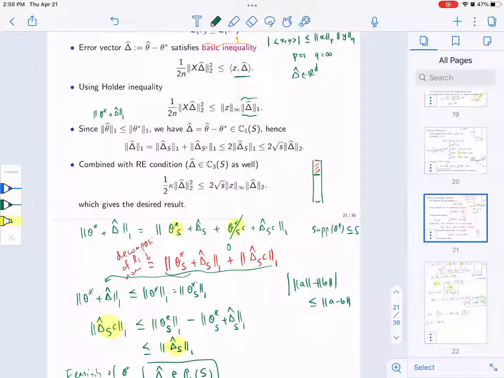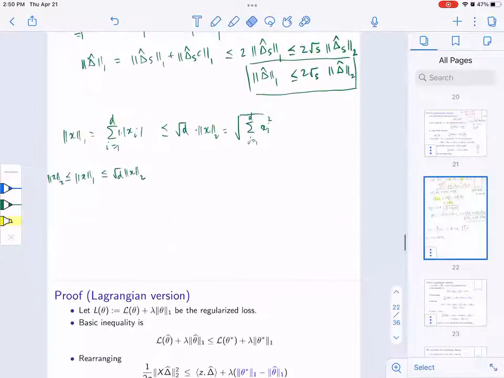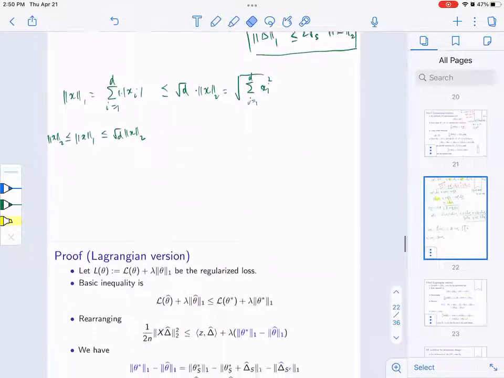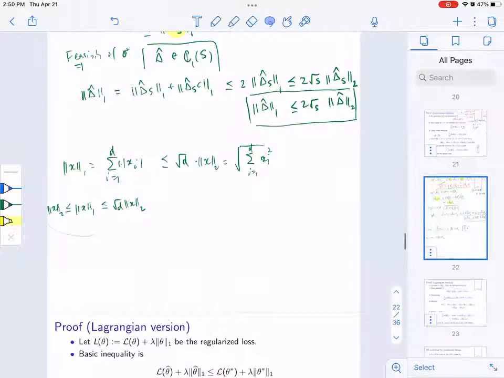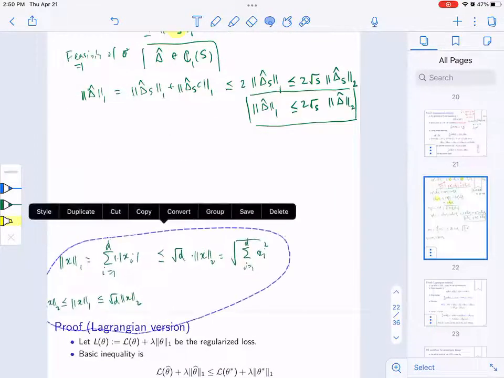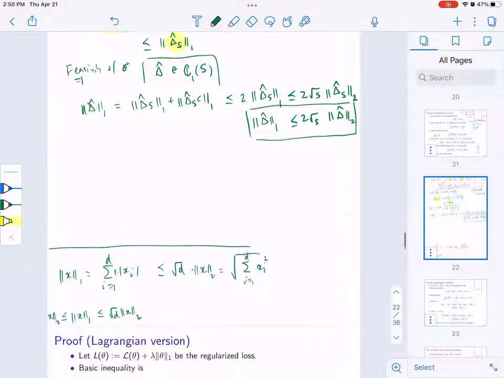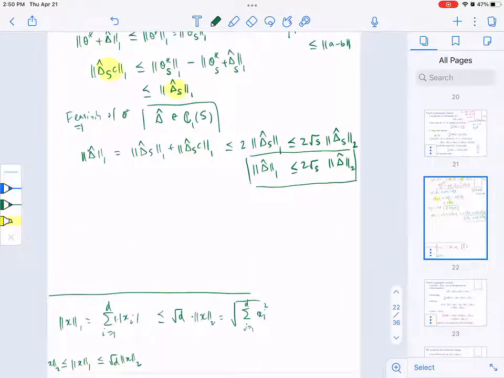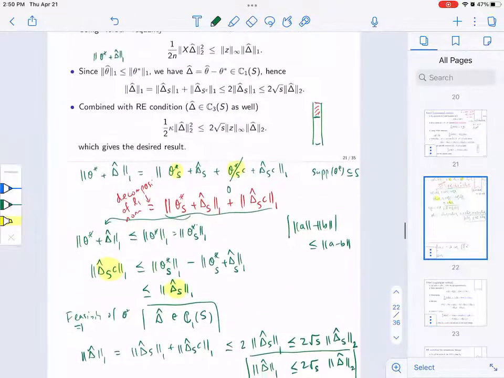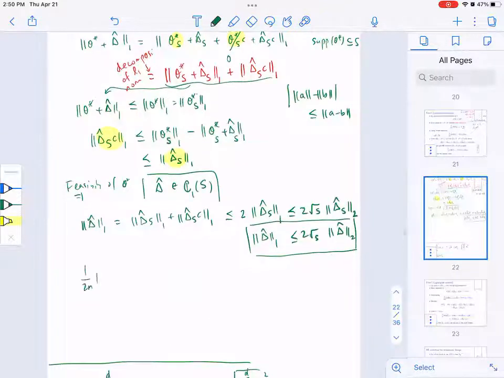Let me finish it there. It's easier to do it there. So I have a detour. So I had 1 over 2n x delta hat squared is bounded by z infinity.